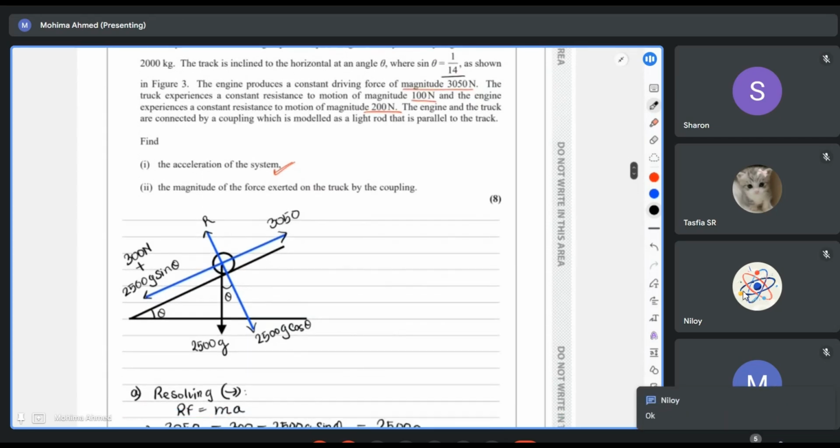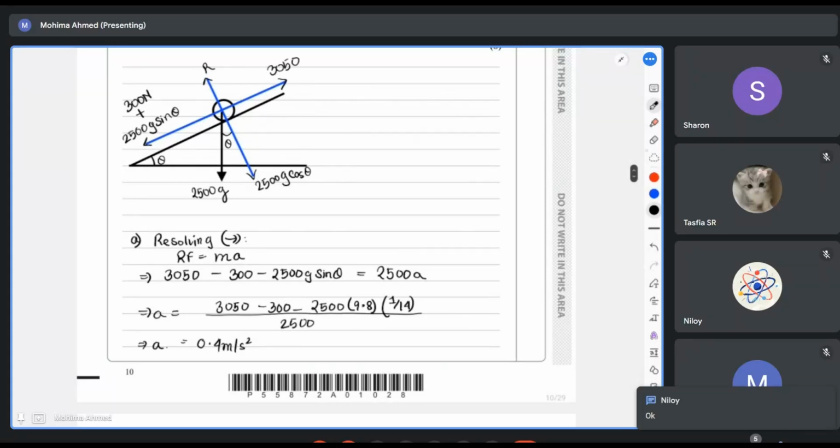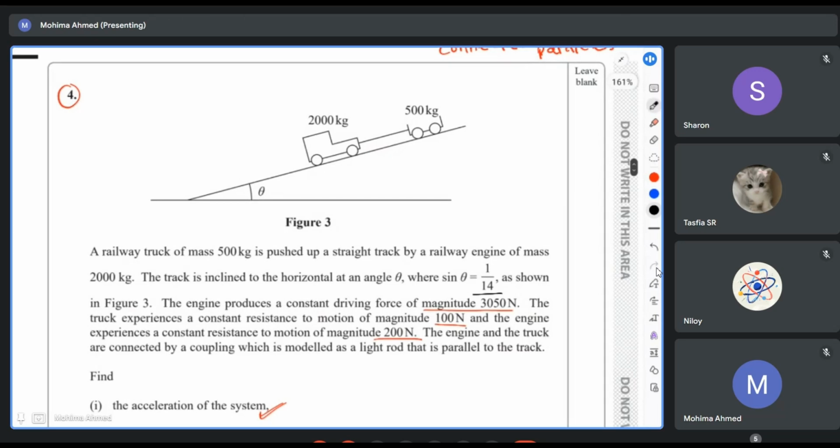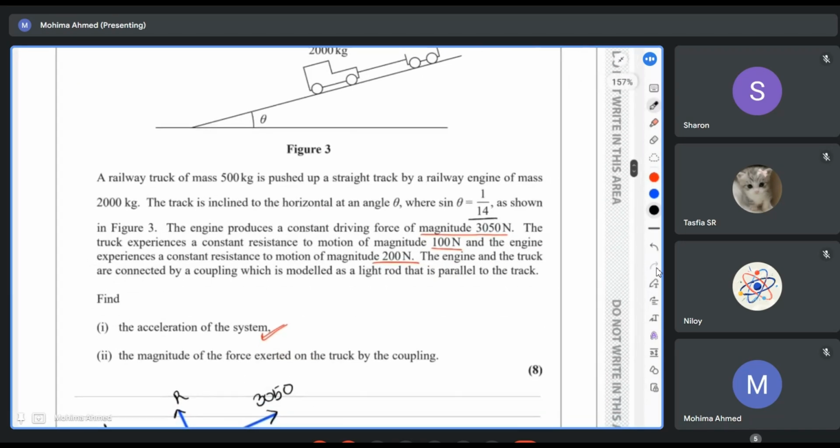Okay, this was not part A, this was part 1. For part 2, Tasya, do you have any problem from part 1? No. Okay, then we'll move on to part 2, the magnitude of the force exerted on the truck by the coupling. Okay, you have to find the tension in between, right? Whenever this kind of situation arrives where two particles are connected via a rod or a string or wire, there's always going to be a tension. So they want you to find the magnitude of the force exerted on the truck by the coupling.